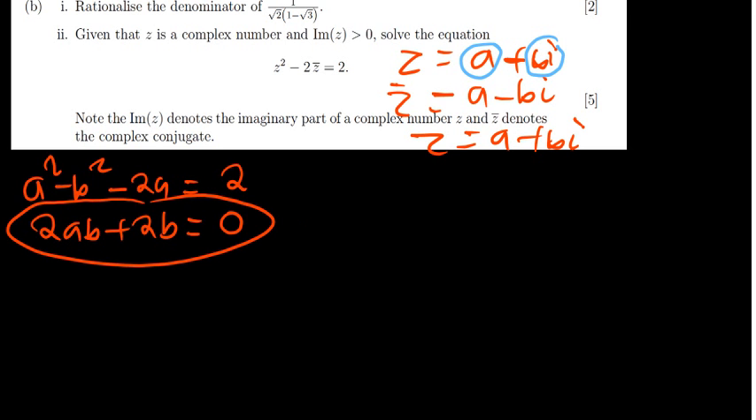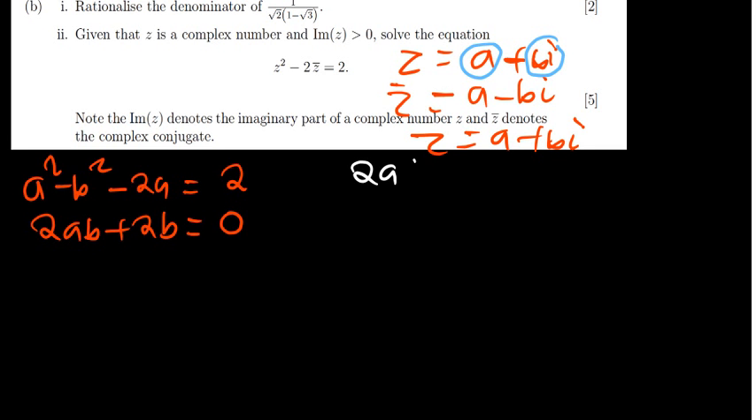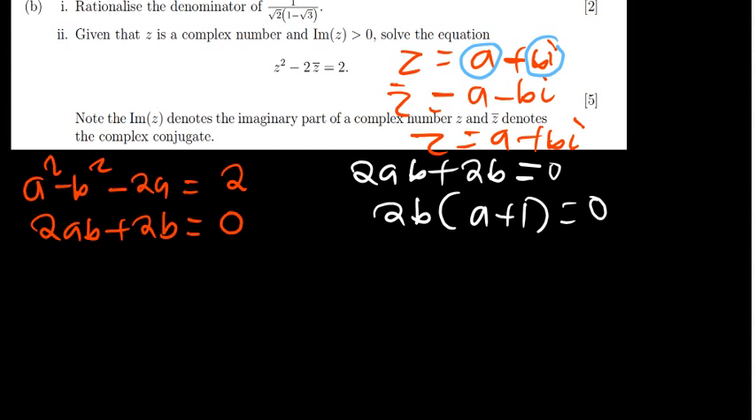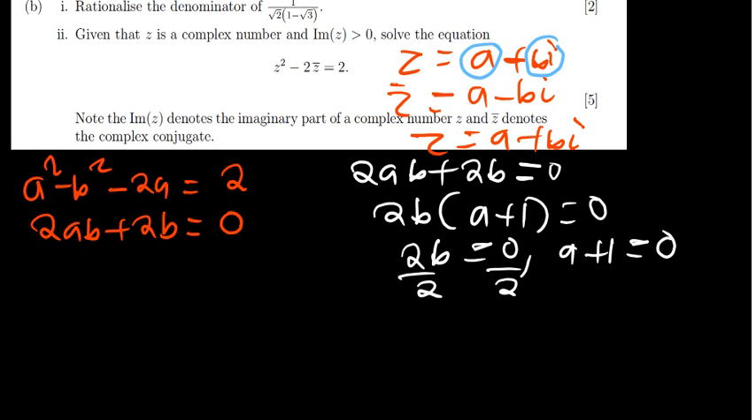So what I'm going to do is this. I have 2ab plus 2b is equal to 0. I can factor out 2b. If I factor out 2b, I'm going to remain with a plus what? 1 is equal to 0. This is the same as 2b is equal to 0 or a plus 1 is equal to 0. We can find the value of b. I divide both sides by 2, the 2 cancels, and b will be equal to 0.